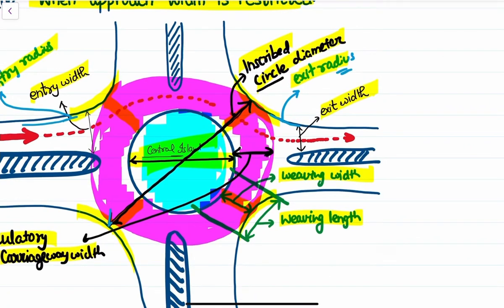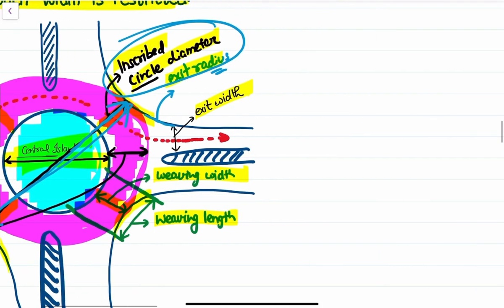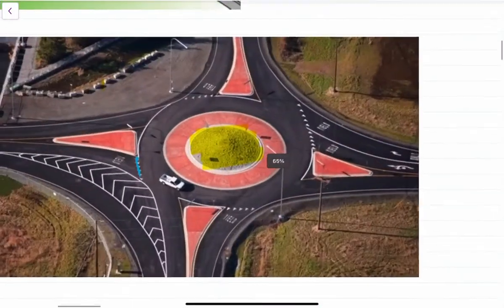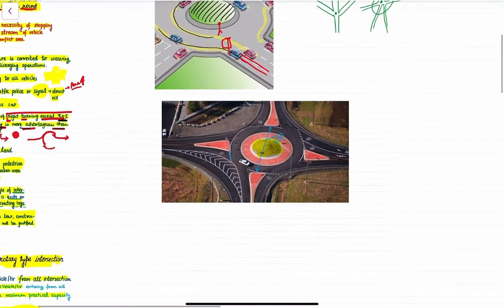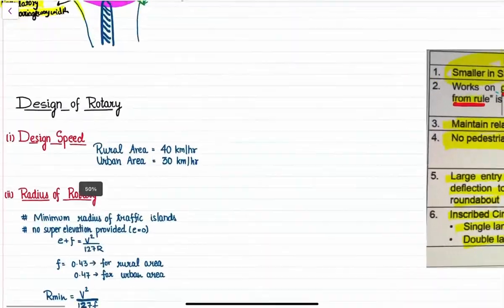The diagram now becomes a hotspot, but this is your inscribed circle diameter. If we look at this image here, this is our inscribed circle diameter. This is our ICD. Clear? I hope it's clear to you all.